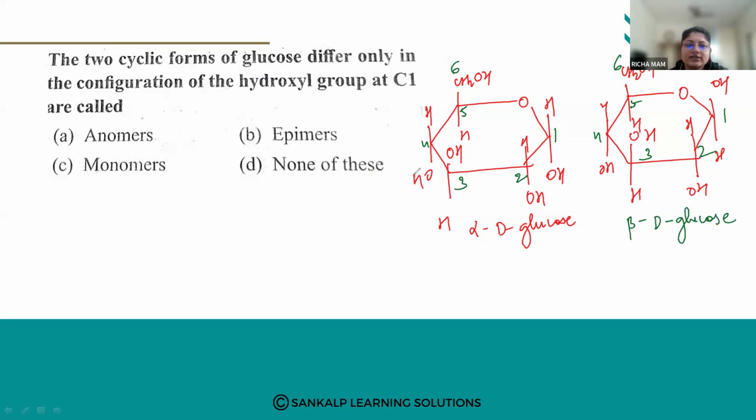What you can see is a change at only the C1 carbon. At the C1 carbon, OH is above here and below there. So alpha D glucose and beta D glucose are called anomers. The two cyclic forms of glucose differ only at C1; all the other configurations are the same. Only the configuration of C1 is changed. So anomers are those where there is a change in configuration of the hydroxyl group at C1.